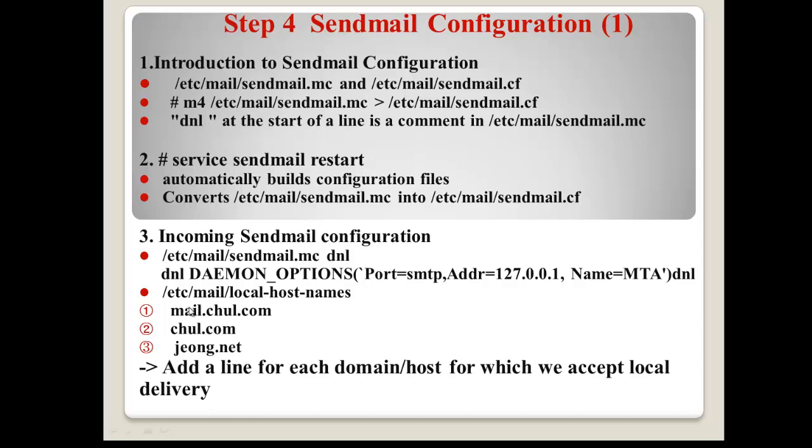And second file, /etc/mail/local-host-names. So here you have to put the domain. This domain means for which domains this mail server accepts local delivery. So for example, in my case, I put here my main domain, mail.chal.com, chal.com. As a virtual domain, I will use chung.net. So if I put this kind of domain in this file, the mail server will accept the email for this kind of domain.